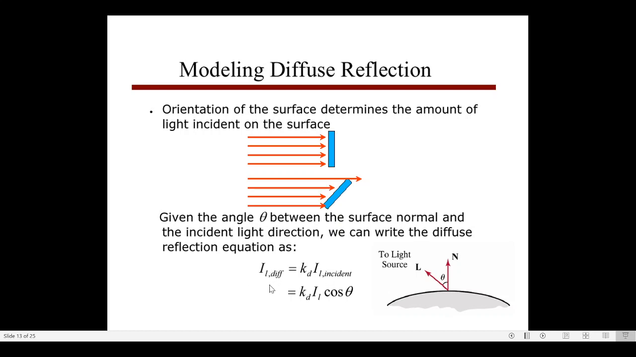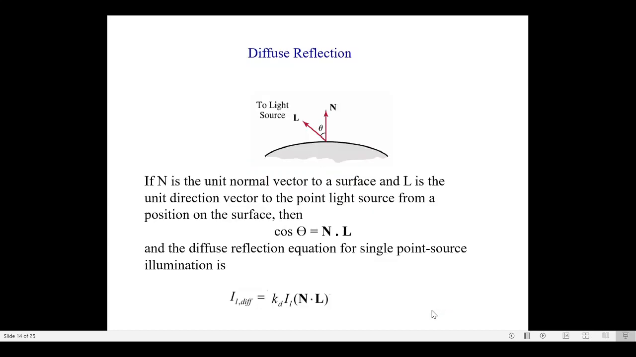It is given with this: light intensity can be calculated as Kd into IL into cos theta, where Kd is a constant, it is the reflectivity property of the surface, IL is the intensity of light incident, and cos theta is the angle between vector L and N. If we consider unit normal vector and unit direction vector, then for cos theta we can write N dot L. So the same expression can be changed to Kd into IL into N dot L. So this is the expression to calculate the light intensity when there is a diffuse reflection.